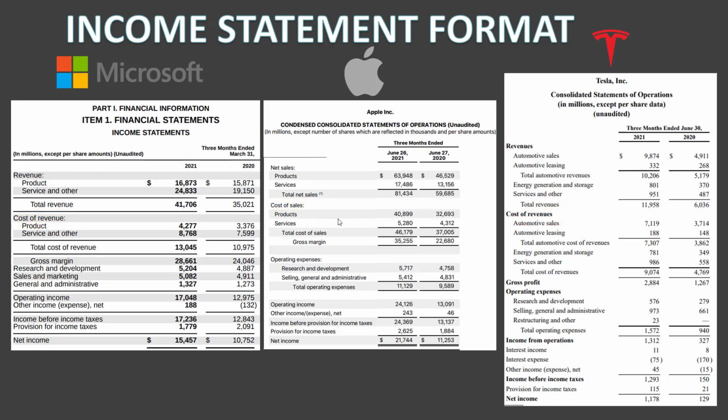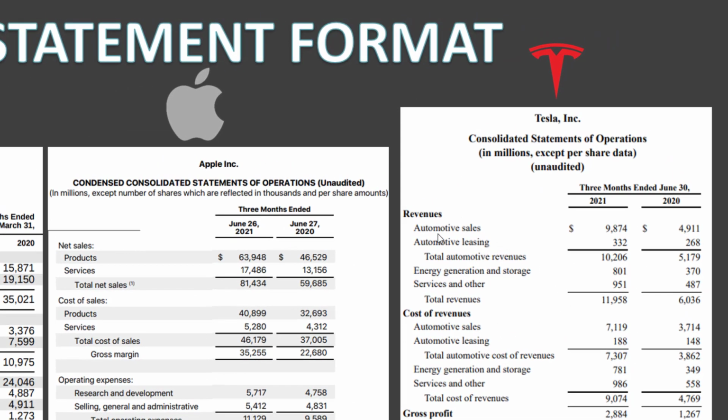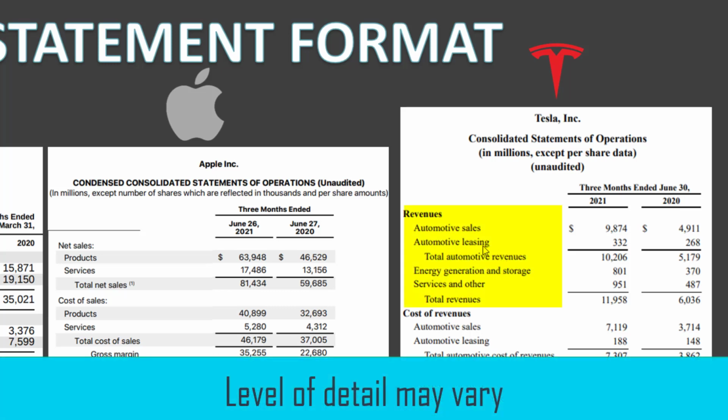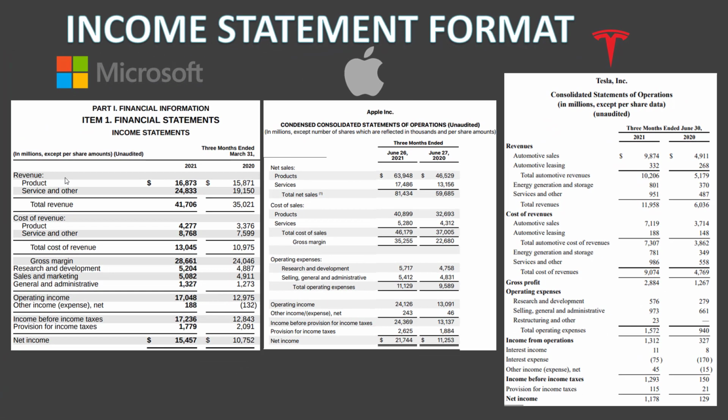The level of detail that is provided may vary between the different companies. Tesla, for example, has more detailed product and service breakdown. So it basically says automotive sales is this, automotive leasing revenue is this, energy generation storage revenue is this. So it breaks it further down, whereas Apple and Microsoft just say product. And again, there are other documents that Microsoft may provide, which break it further down into different sections or different product areas or segments, how much revenue they bring. So depending on the type of statement, you may have more detail or less detail.